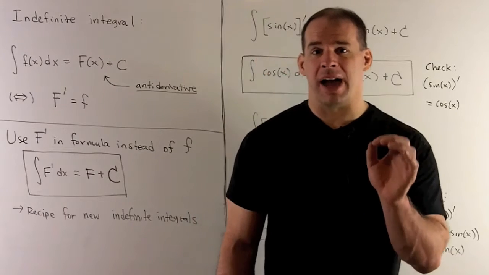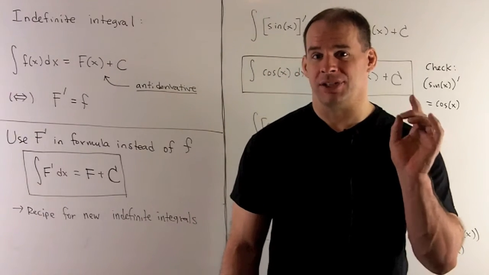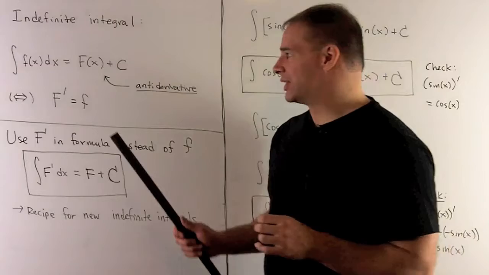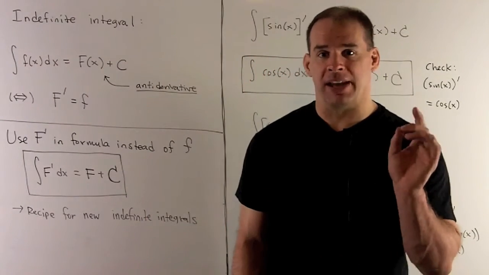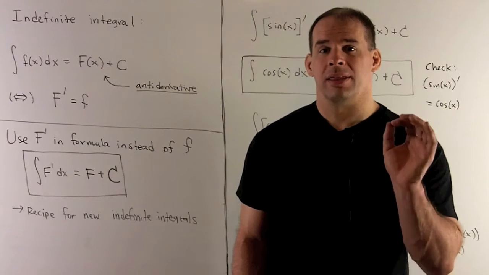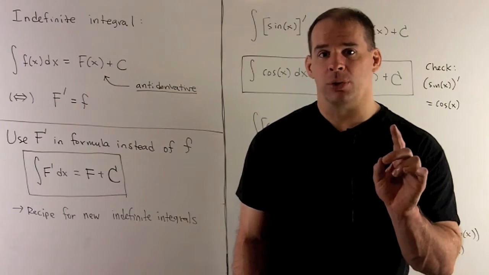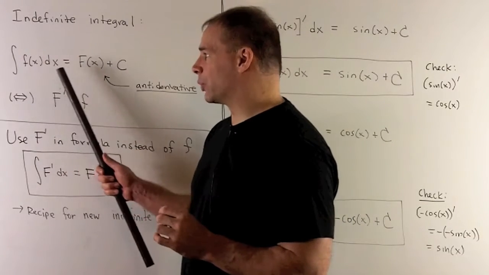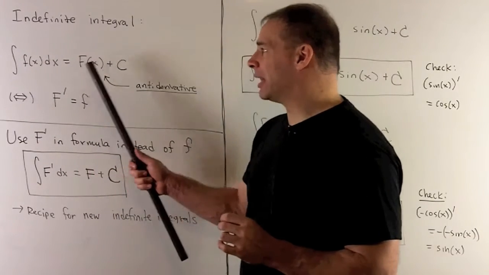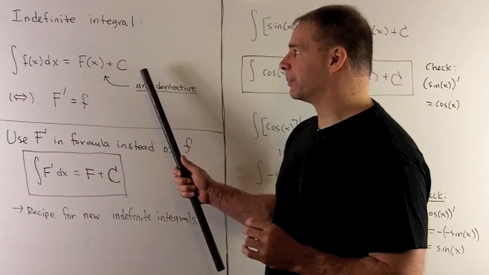Now, if we can find a function capital F that does that, so that just means capital F prime is equal to little f, we'll call capital F an antiderivative. Then, the language that we use to state that, we're going to say the indefinite integral of f of x with respect to x is equal to capital F of x plus a constant.